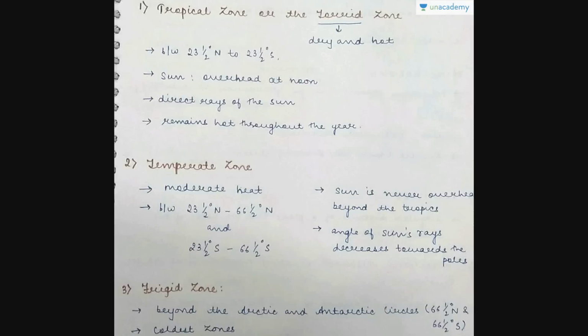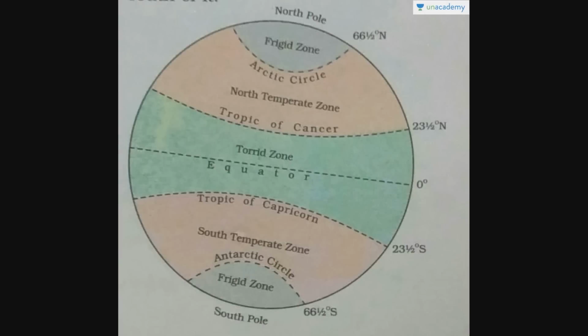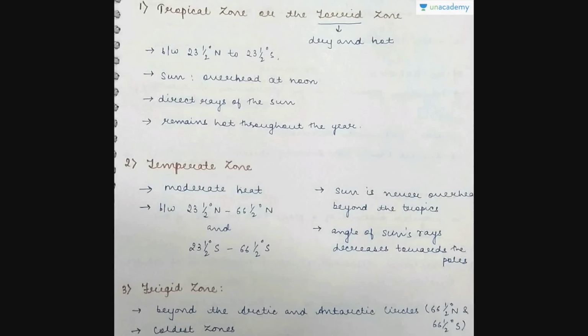This is the figure. What are the 3 zones? These are the 3 zones: torrid or the tropical zone, temperate zone and frigid zone. I'll just show you here. This is the torrid zone, these are the temperate zones, and these are the frigid zones. Details: the torrid zone is dry and hot because the direct rays fall between 23.5 degrees north and 23.5 degrees south. The sun is overhead at noon. Direct rays of the sun fall and it remains hot throughout the year.